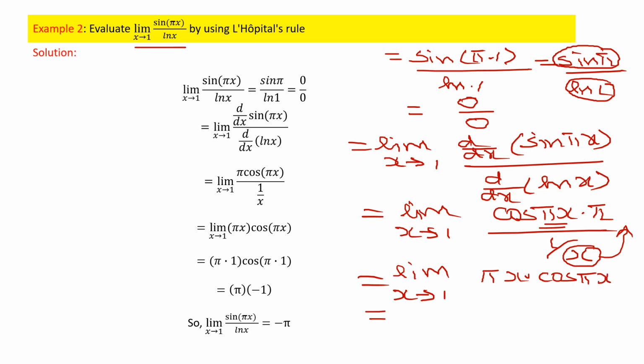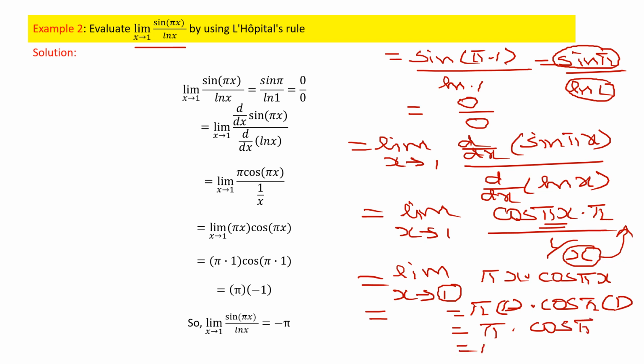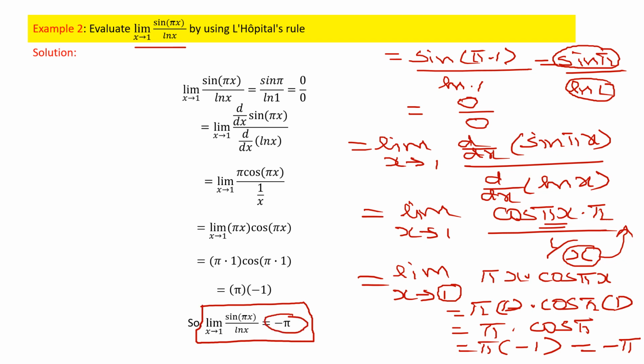Since the derivative is over, now it is time to replace the x value by 1. So that will give pi times 1 times cosine pi. Again for this x we substitute 1. So this will give pi multiplied by 1, pi, cosine pi. So pi times cosine pi. We know that cosine pi is minus 1, so I have pi times minus 1, which is equal to minus pi. So the answer for this problem, the limit as x approaches 1 of sin pi x over ln x, is equal to minus pi.